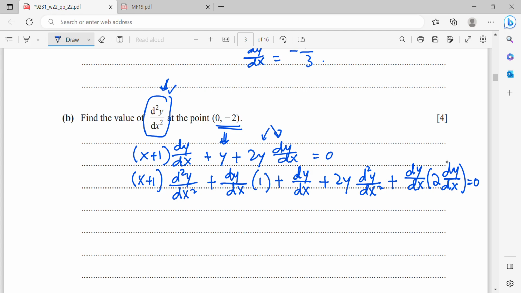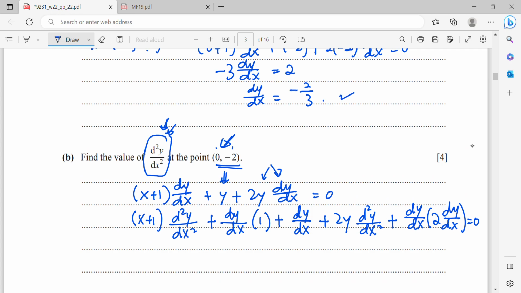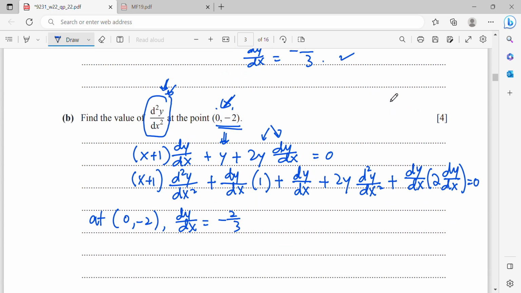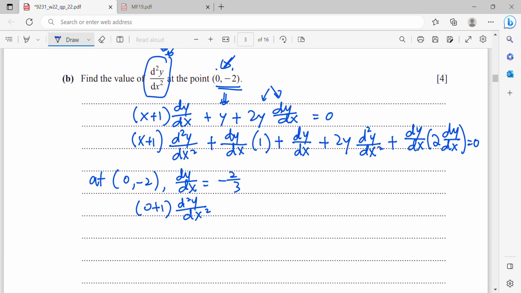Okay, so once you have done this, no need to get d squared y over dx squared as the subject. We can just directly replace the x and y together with the dy/dx that you have solved in part A. So I will write at 0, minus 2, dy/dx is negative 2 over 3. Now replace all the values. The first term, x plus 1, so I get 0 plus 1 times d squared y over dx squared, and then plus dy/dx. So this dy/dx will be replaced by negative 2 over 3.